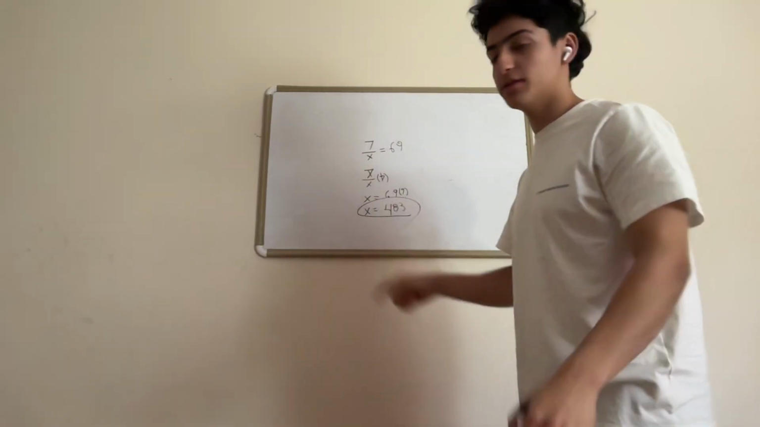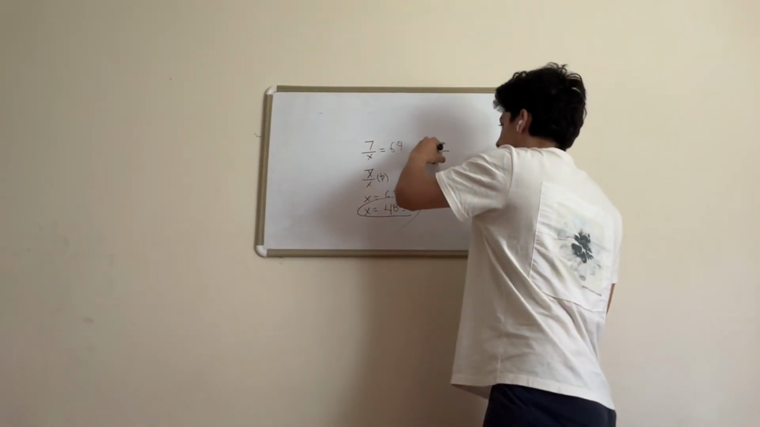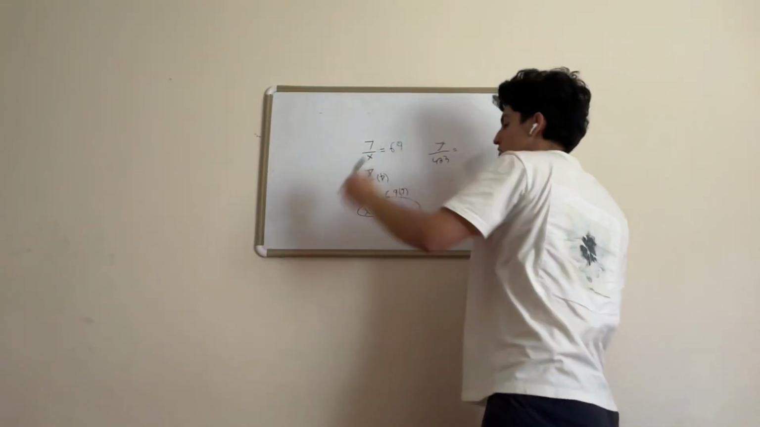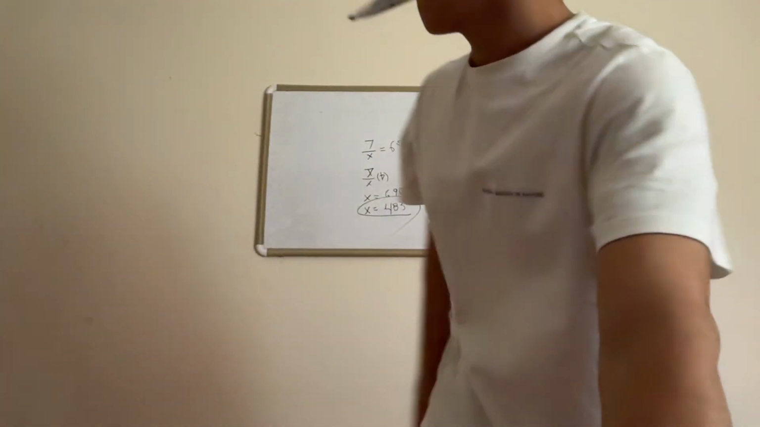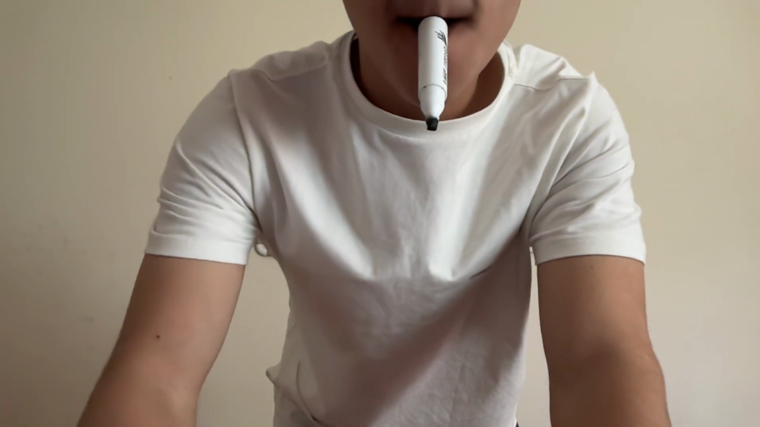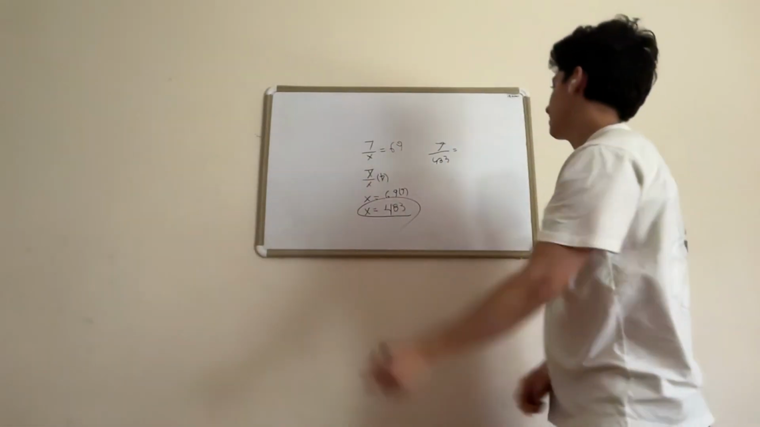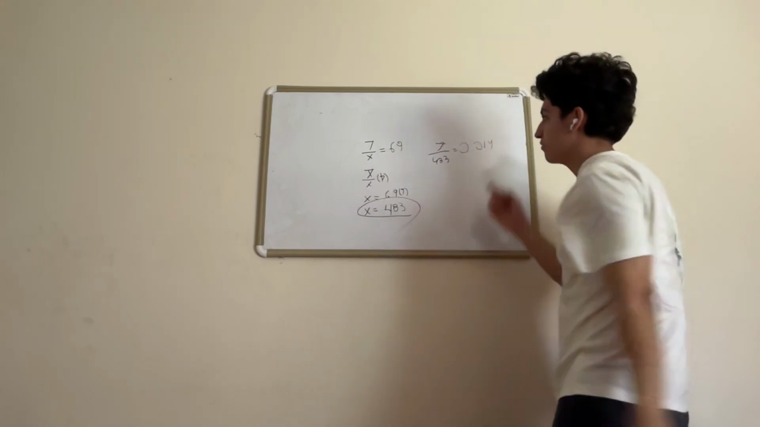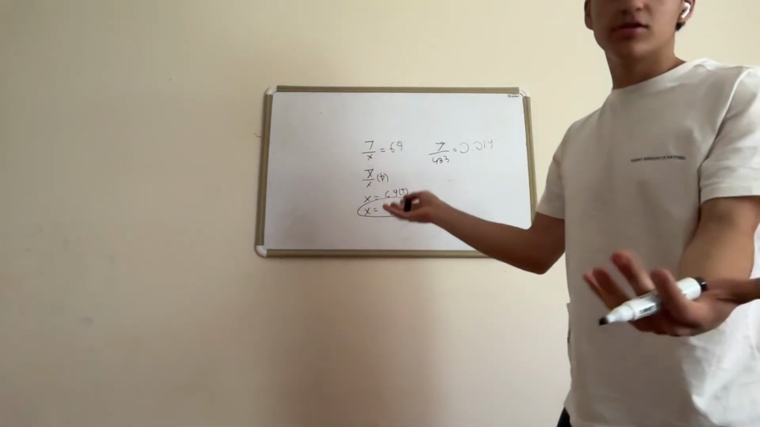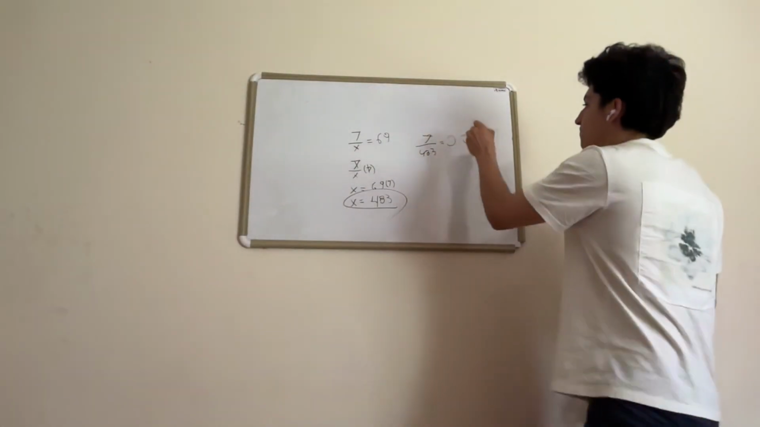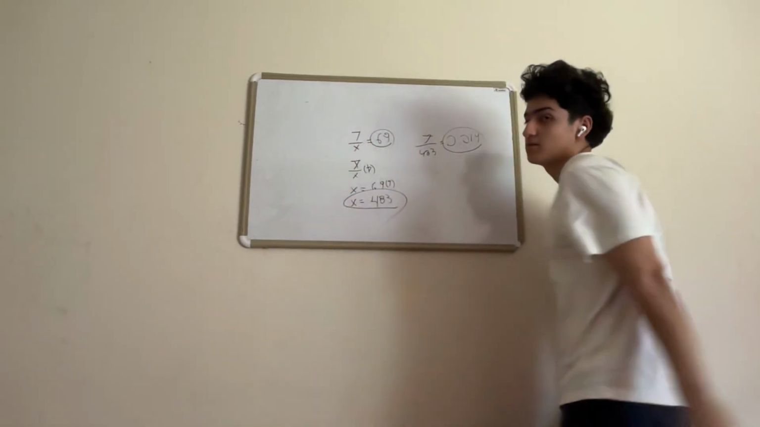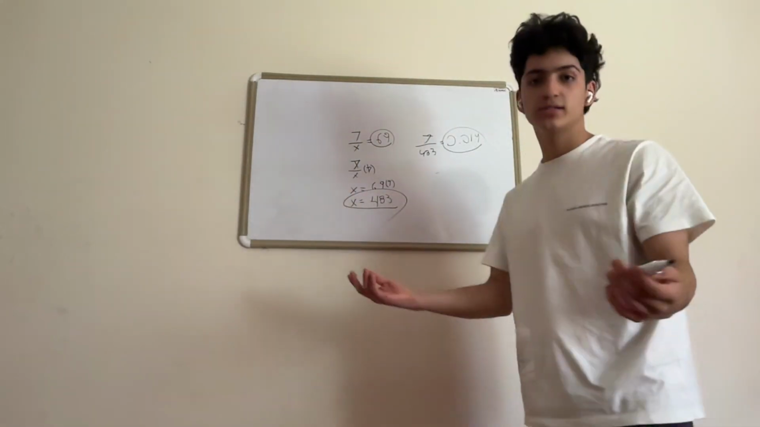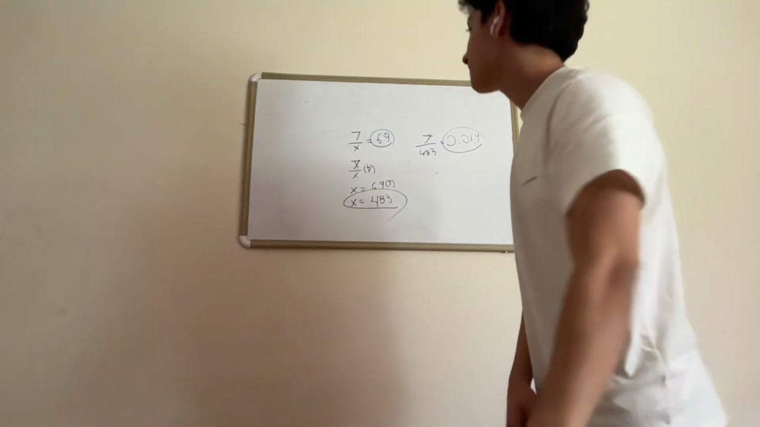Now let's actually see if that's true. 7 over 483. That's not true. In reality, that's 0.014, etc. So here there's clearly something wrong. As you can see, this is not the same as this. So there's a problem here. Now what is it? Well, here it is.